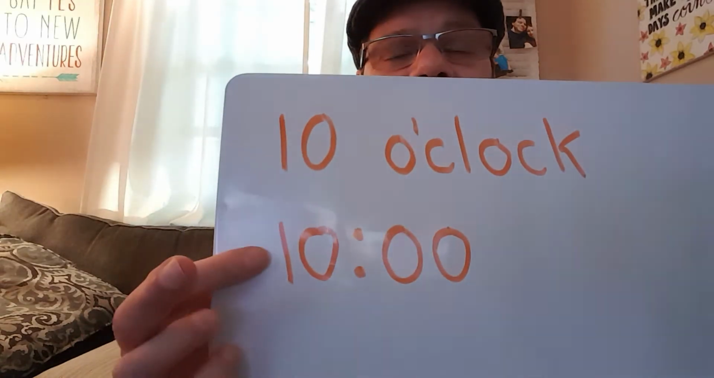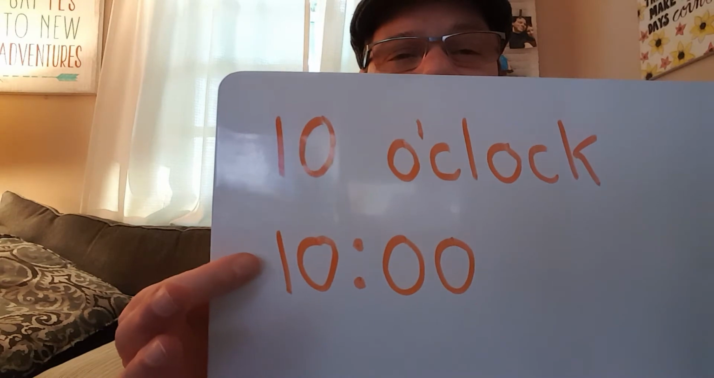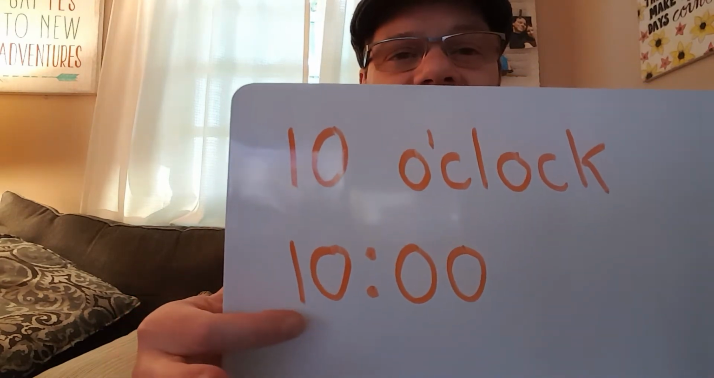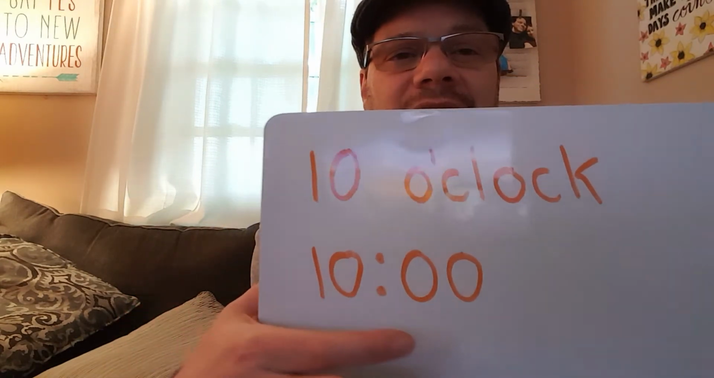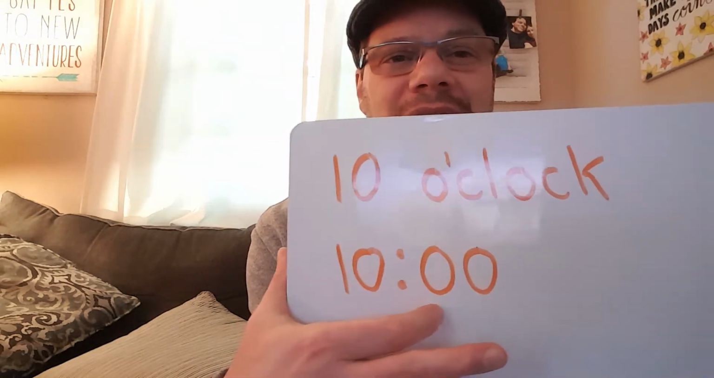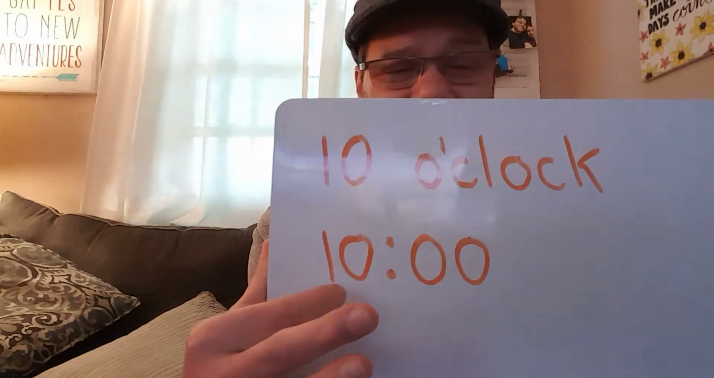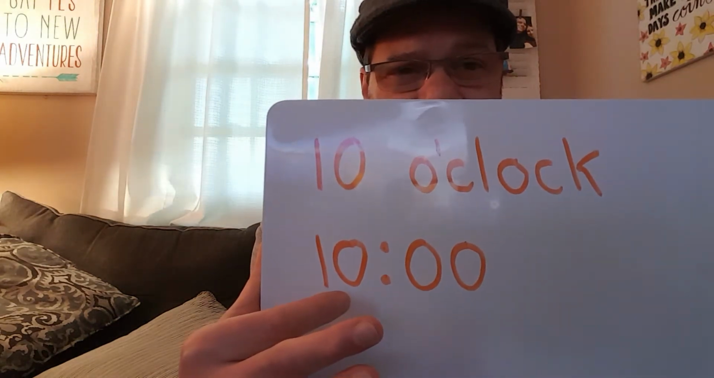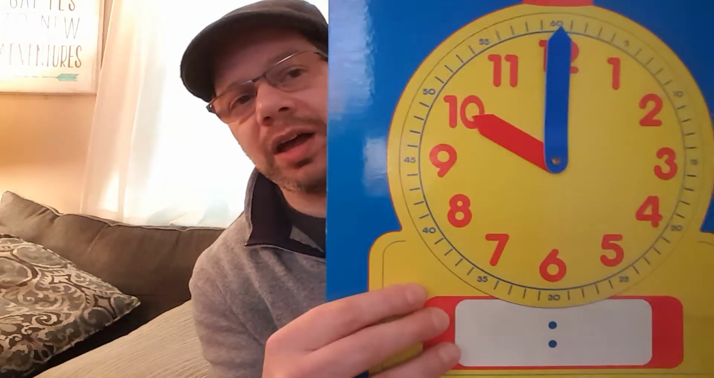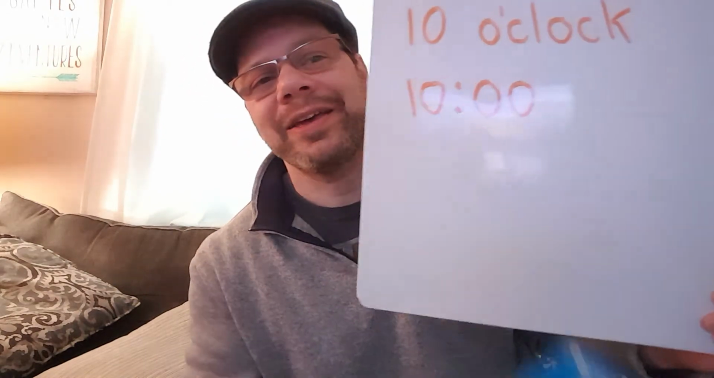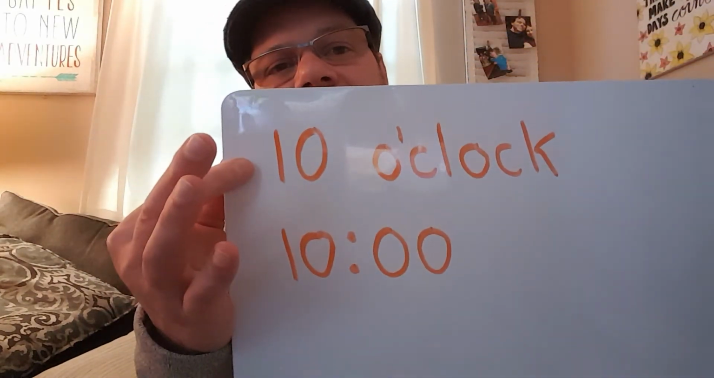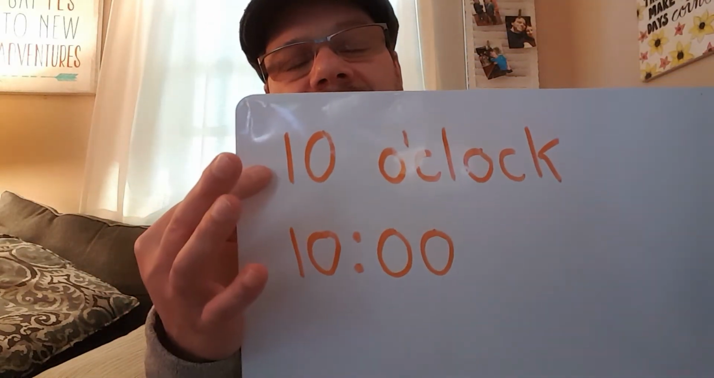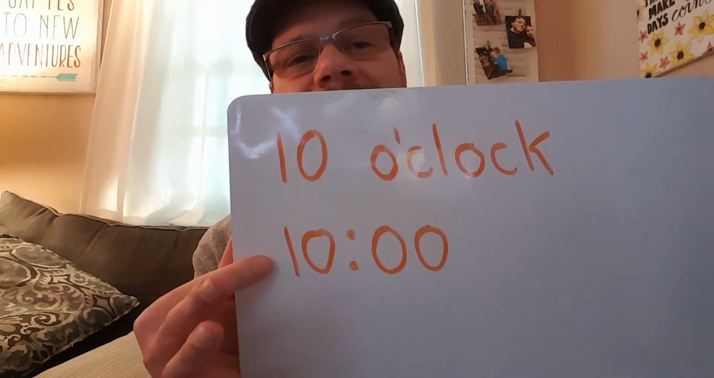But for 10 o'clock on a digital clock, it would look like this: 10, then the two dots, and then whatever is here would be the minutes, but in that case, it's 0 minutes. So this is how we would see it on an analog clock, 10 o'clock. That's how we would write 10 o'clock if we were just writing it. And that's how we would see it on a digital clock.